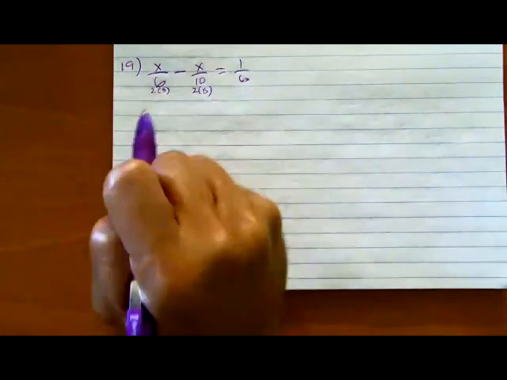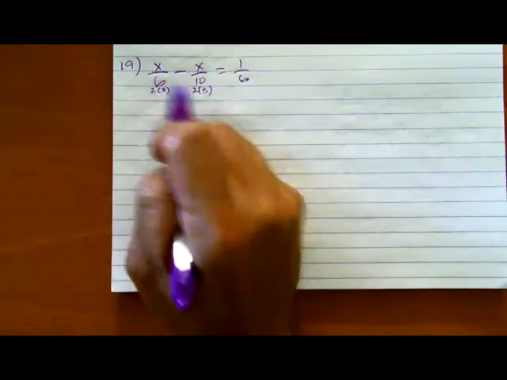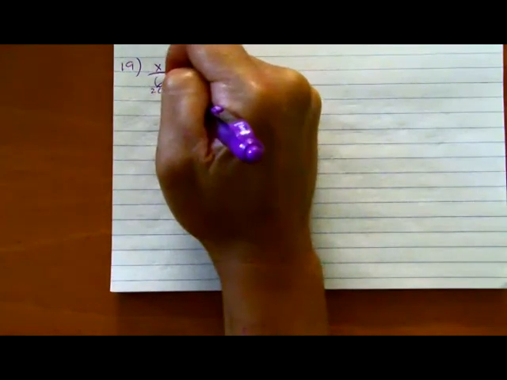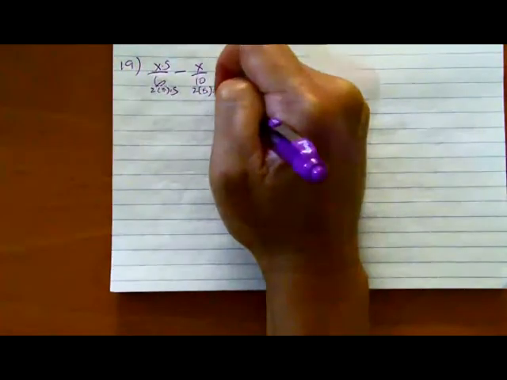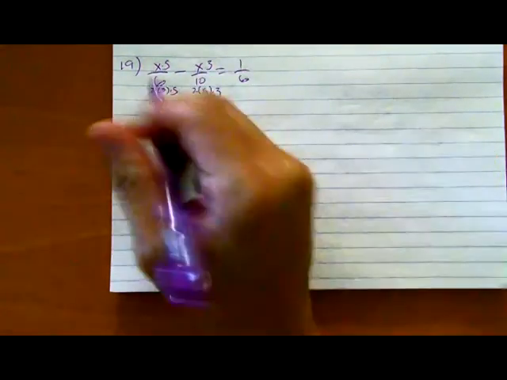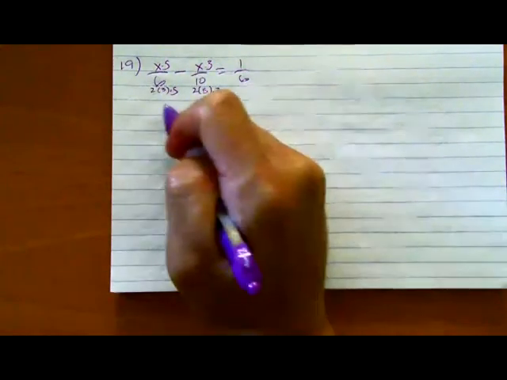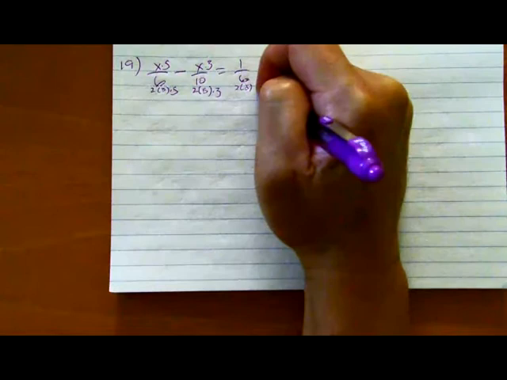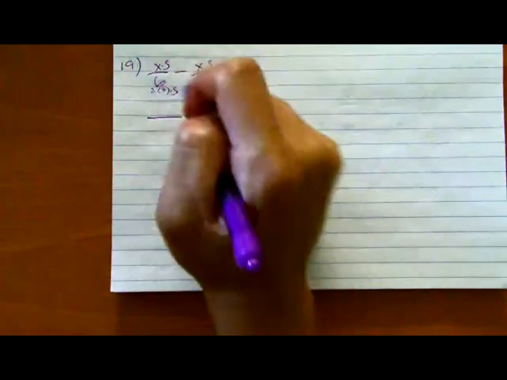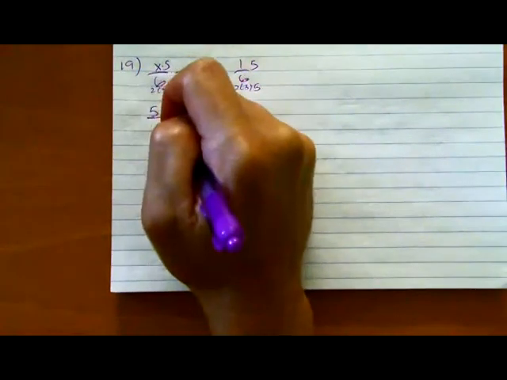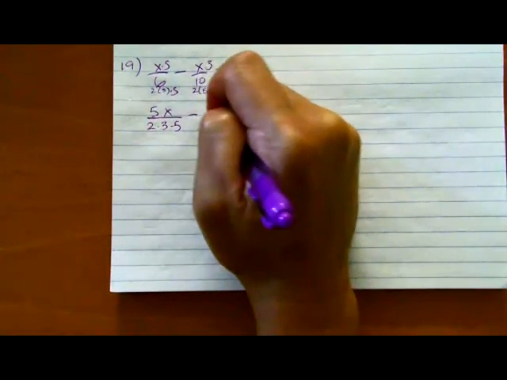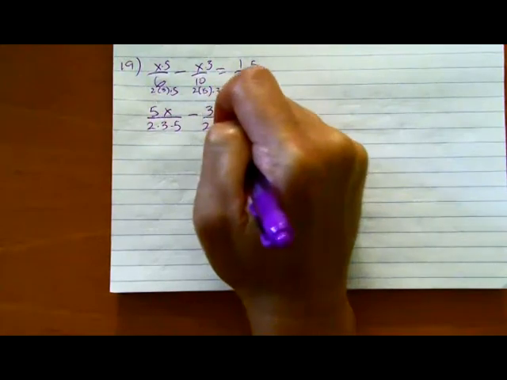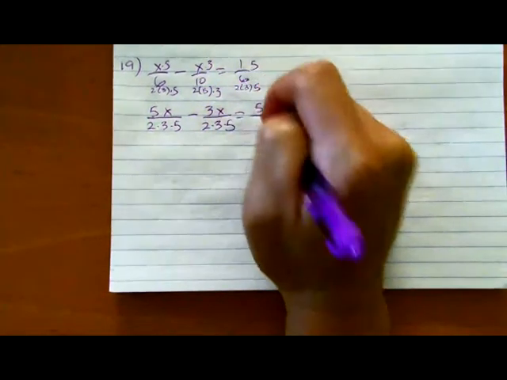Okay, so if I multiply by 5, top and bottom, for this fraction, it's missing a factor of 3. So this fraction, 2 and 3, so we're missing a factor of 5, top and bottom. Okay, so this is 5x over, I'll just leave it, 2 times 3 times 5, 3x over 2 times 3 times 5 equals 5 over 2 times 3 times 5.